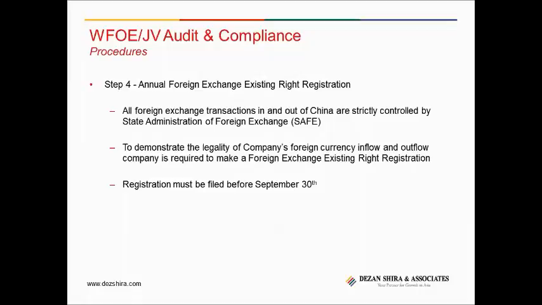The fourth step is foreign exchange existing right declaration. Because foreign exchange transactions in and out of China are strictly controlled by the State Administration of Foreign Exchange, all foreign companies will be required to make an existing right registration with SAFE before September 30. This existing right registration will, in general, be an equity movement report comprised of various materials.